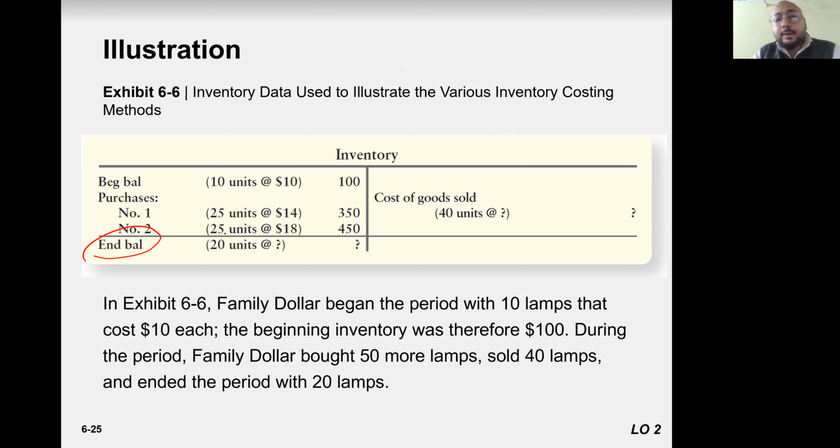We have an ending balance of 20. And how do we find out this 20? Because 40 units have been sold. How many units do we have here? 60 minus 40 equals 20. So now the question is, which costs do we need to record on these 20, whether it is 10, whether it is 14, whether it is 18. We don't know. But which method are we following? The average costing method. So let's talk about that.